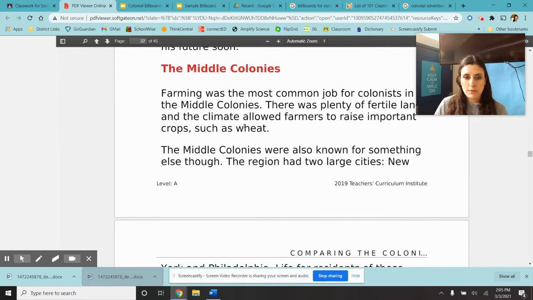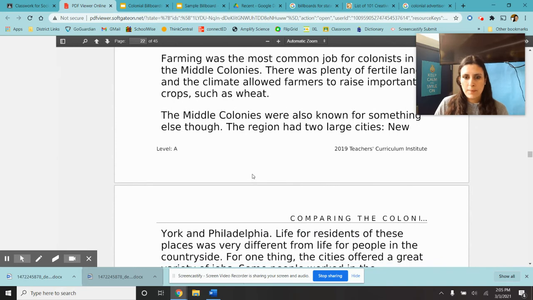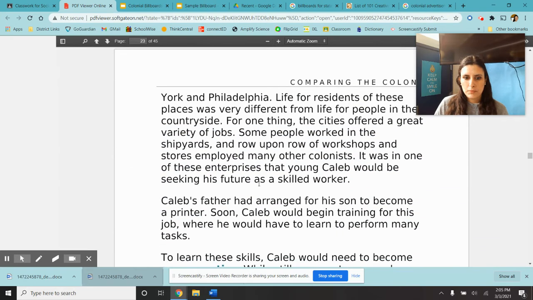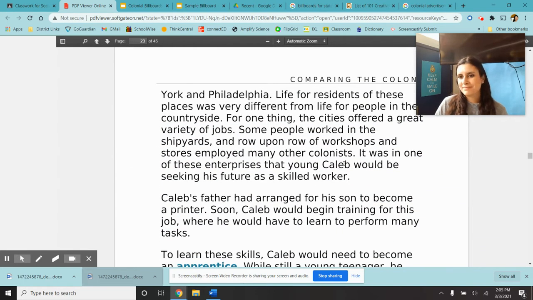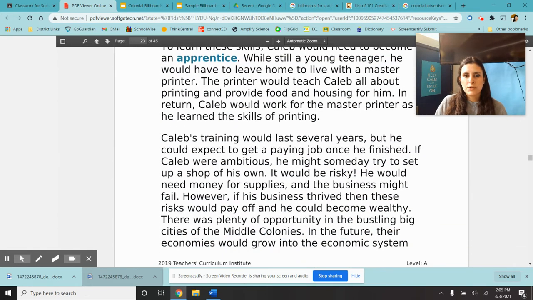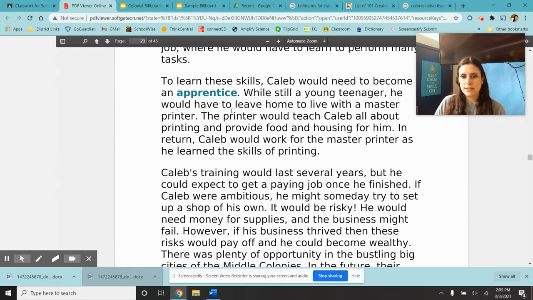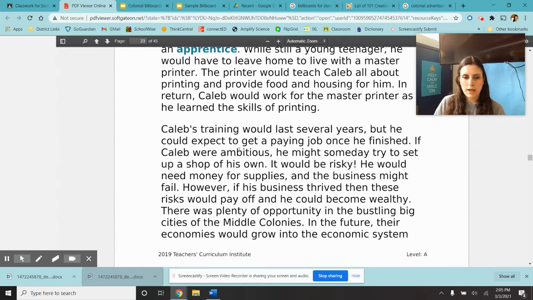The middle colonies were big on farming. And this person is Caleb. Oh, Caleb. We had Caleb in 5th grade. So Caleb is like his scenario. You can use the information from this read and do section to help you complete parts of the Billboard. This one focuses more on the apprentices of the cities, away from the rural life of the farms.